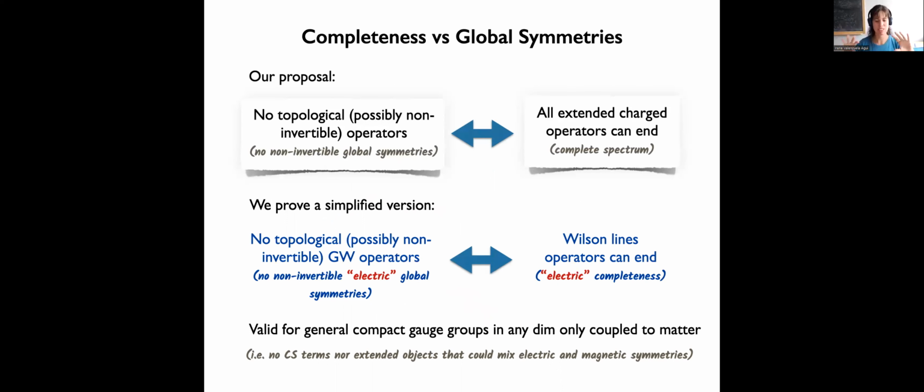So the proposal that we have is that this always works as a one-to-one correspondence between the absence of topological operators, including non-invertible ones, and a complete spectrum, meaning that all extended charged operators can end. What we can do in the paper is to prove a simplified version, in the sense that we separate electric and magnetic and consider the electric case and the magnetic case independently. What we can prove is that for any compact gauge group, even if it's discrete or disconnected, which is only coupled to matter, so I only have these electric symmetries, the absence of topological, including non-invertible, Gukov-Witten operators is equivalent to requiring that all the Wilson line operators can end. So you have electric completeness.